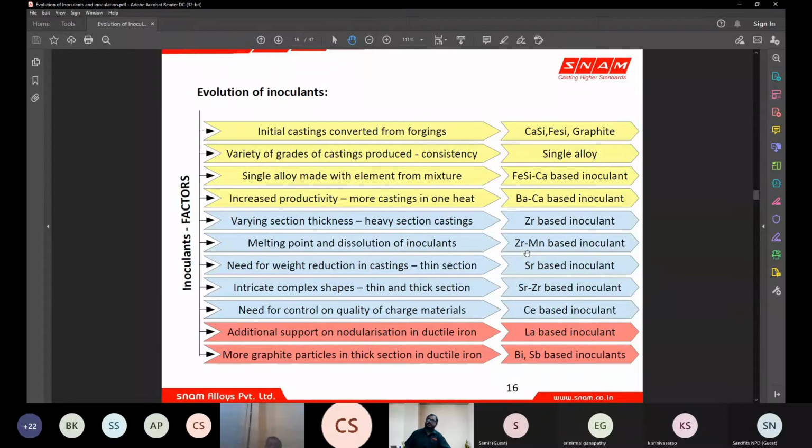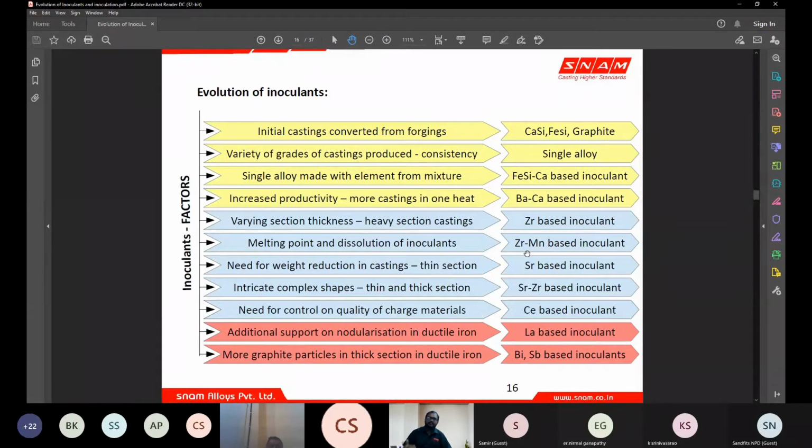But this ferrosilicon inoculant with some calcium might not have satisfied all the customer requirements or casting requirements at that time. When more castings were being cast, as the user sector increased or casting intakes increased, productivity increased. When productivity increases, the demand for good quality castings increases. So the single inoculant would not have served the purpose, and there was an evolution, with a new element getting added, like barium.